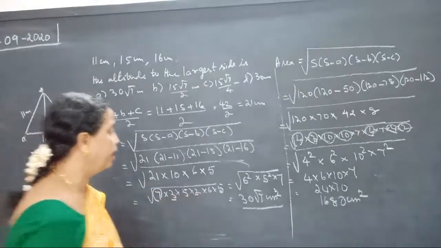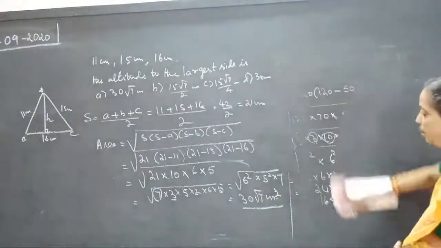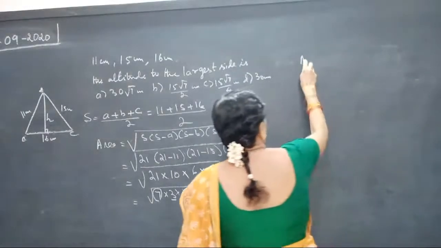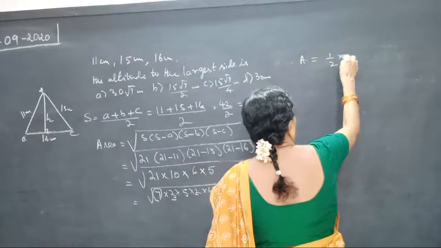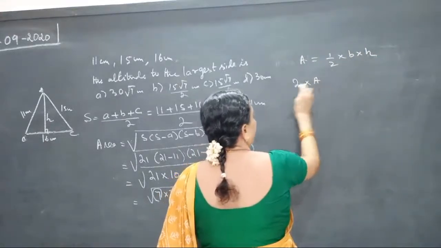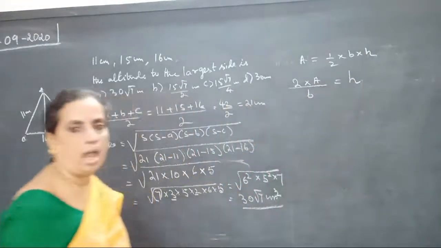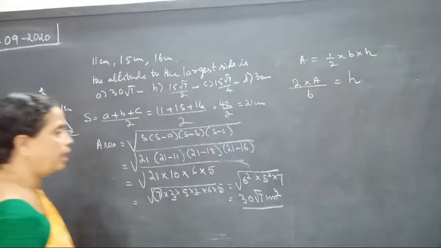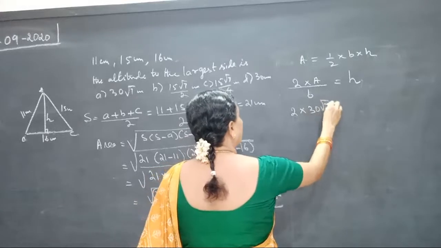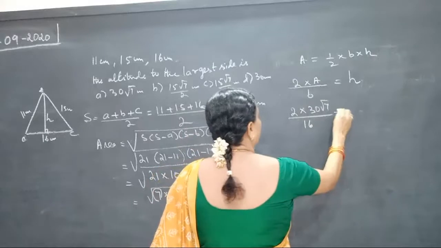So after getting the area, now we have to find out the altitude applying the formula, that is area equals half into base into height, 2 into area by base equals h. The altitude drawn to the longest side is given, so 2 into 30 root 7 by longest side, which is 16, equals h.